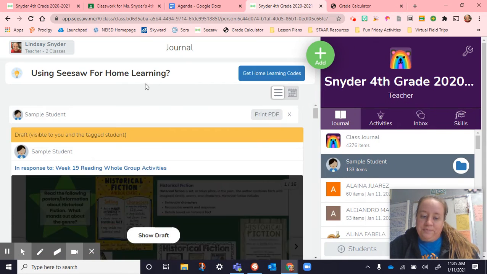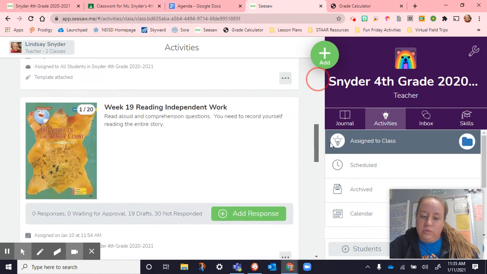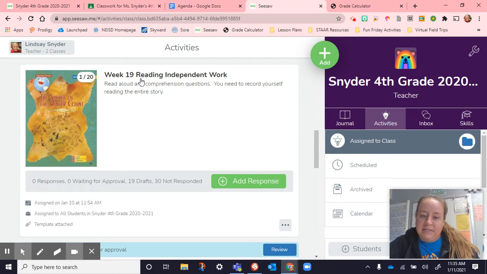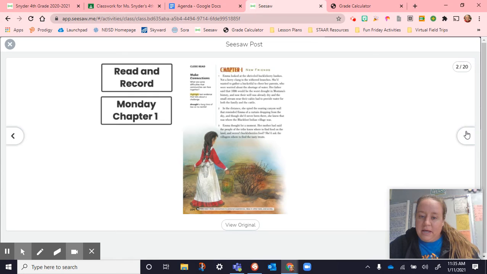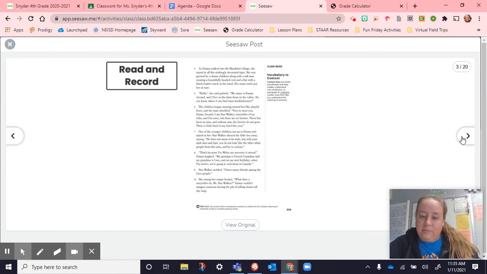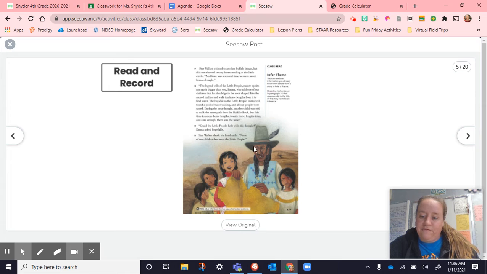And then for independent work, students went to week 19 reading independent work. They are doing this story here. It's called The Secret of the Winter Count. And today you're reading chapter 1. So you're reading and recording, and every single page needs recording. So pages 1 through 5, and there should be a recording on each of those.